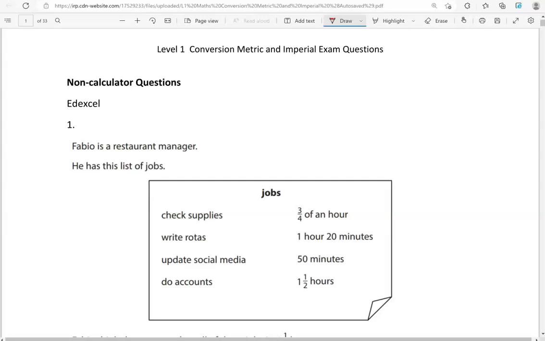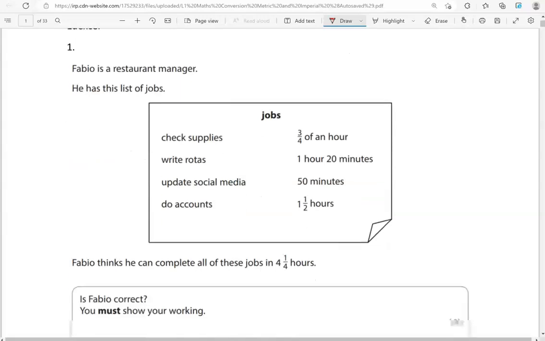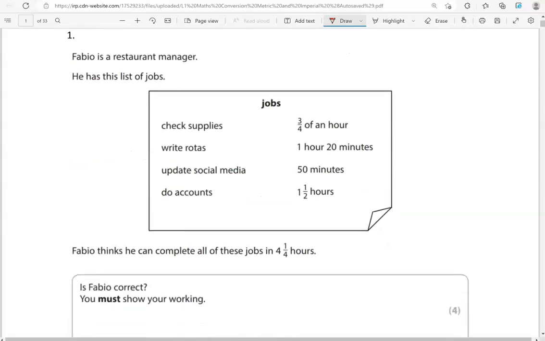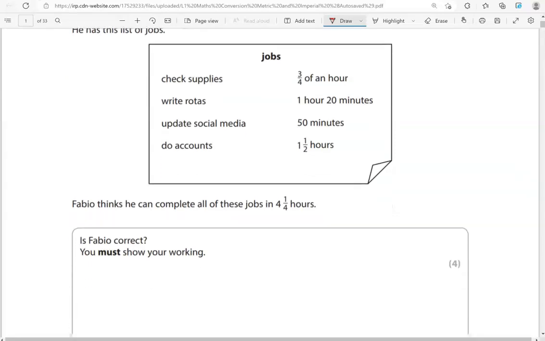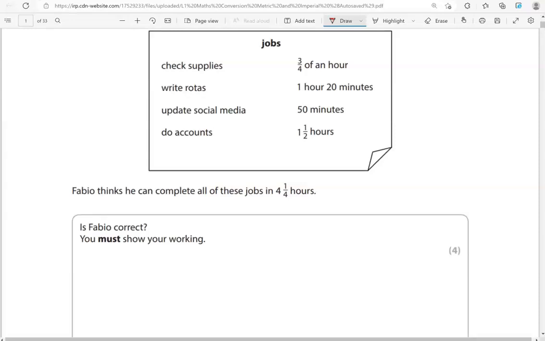Fabio is a restaurant manager. He has this list of jobs. Fabio thinks he can complete all of these jobs in 4¼ hours. Is Fabio correct? You must show your working. So we've got the jobs listed. Check supplies, 3/4 hour. So that is 45 minutes. Quarter of an hour is 15 minutes. Half is 30. So 3/4 will be 45 minutes.